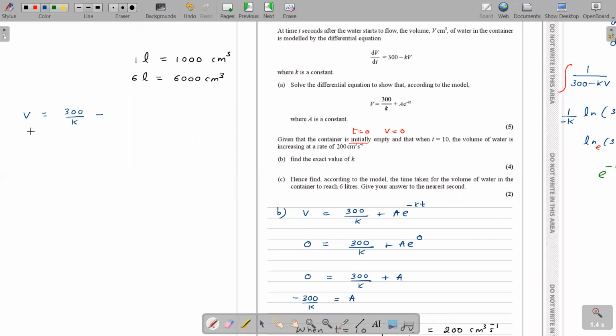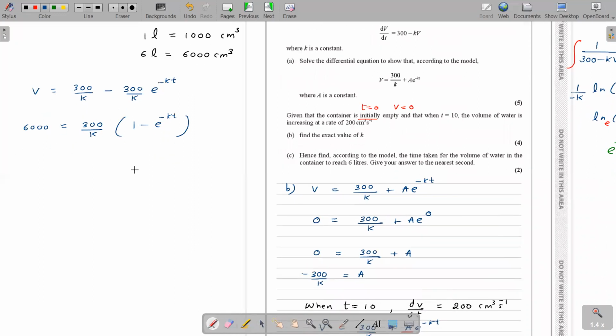A was also minus 300 over K, right? Minus 300 over K e to the power minus KT. So let's input volume is 6000, and I think K value we just found, right? I'll take 300 over K out: 1 minus e to the power minus KT. Are you guys okay with this? And then I get here 6000 multiplied by K divided by 300. Is that okay?